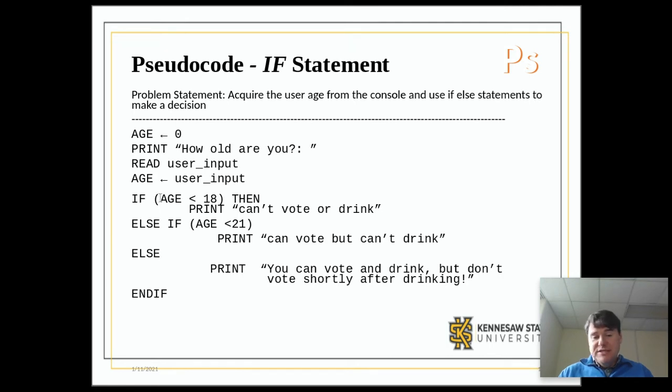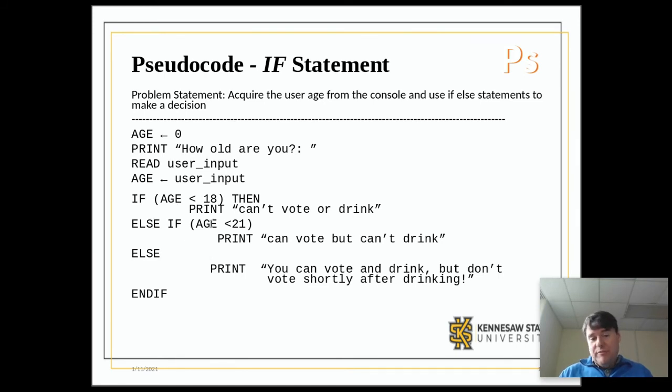If they gave us the number 19, it will again fill in 19 in here, and it will evaluate 19 less than 18. That is false. When an if statement evaluates to false, it's going to skip down and see if there's an else if or an else. In this case, there is an else if, so it's going to do the same test on this line. 19 less than 21, that is true, so now it's going to print out this statement and go to the end if.